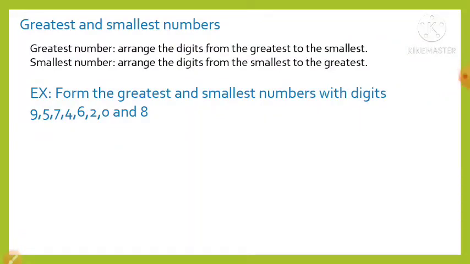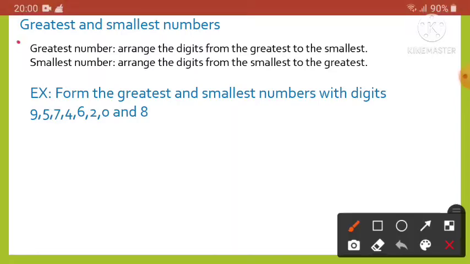Today is the second part of the larger number. So today we will be discussing greatest and smallest numbers. As you see here, at first, greatest number. What is the greatest number? If we arrange the digits from the greatest to the smallest, then the number is known as the greatest number. And if we arrange the digits from smallest to greatest, then it is known as the smallest number.